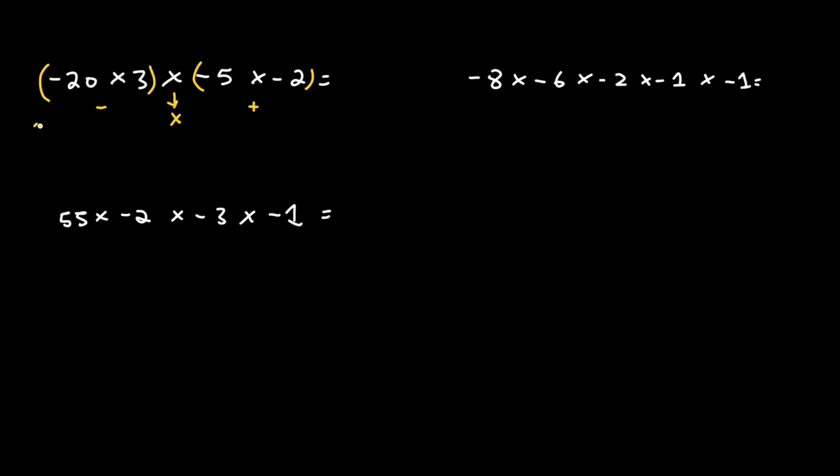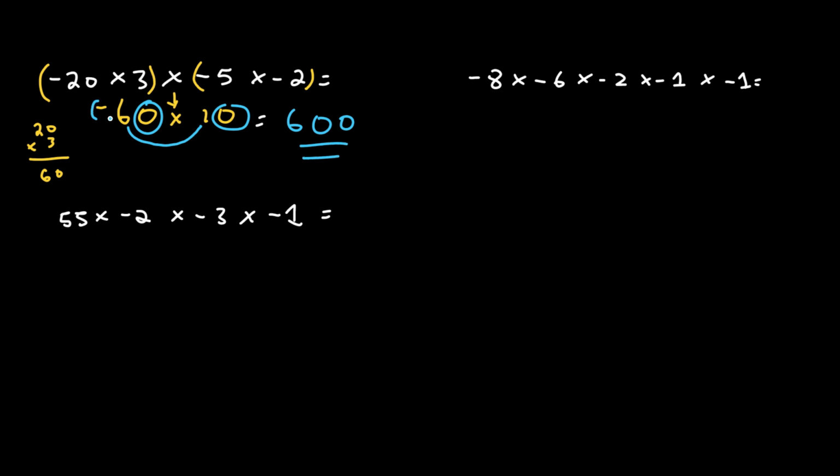Now, let's take 20 times 3. 3 times 0 is 0, 3 times 2 is 6. We have negative 60. Now, let's take 5 times 2. 5 times 2 is 10. So it's a positive, so we don't need the sign. Now, what is 60 times 10? Whenever we multiply by 10, we always multiply like this. 6 times 1 is 6, and let's count the number of zeros. 1, 2. So that is 600. But our final answer is a negative, so it's negative 600.